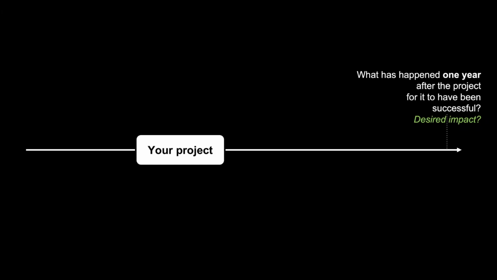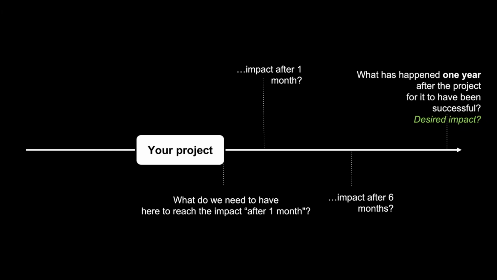And then we start going closer. If that was 1 year, what's the impact 6 months after the project has ended? What's the impact 1 month after the project has ended? That should help you define the end goals of the individual project. Ask the question: when this project ends, what do we need to have to reach the impact we want in 1 month? What do we need to have by the end of the project so that we can see something happening in 6 months or 12 months? So you reverse engineer from the future to the end of the project.